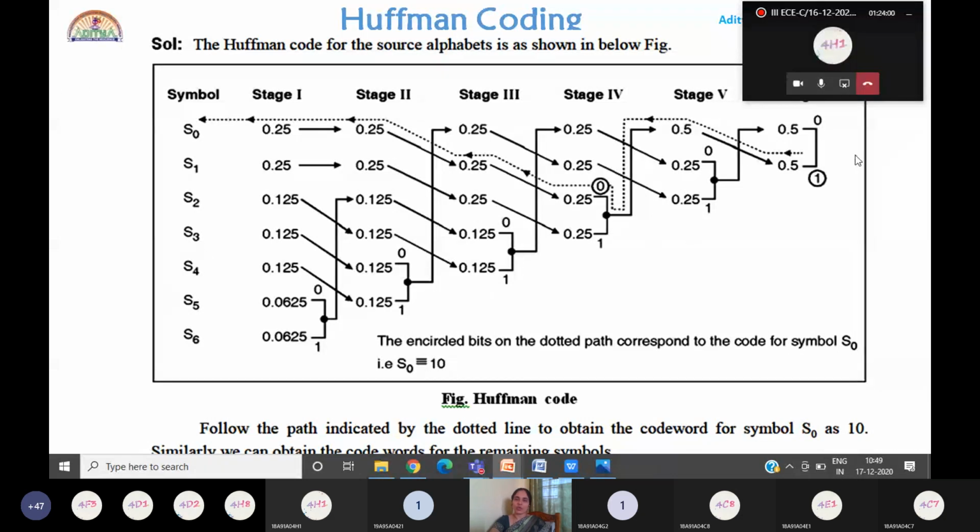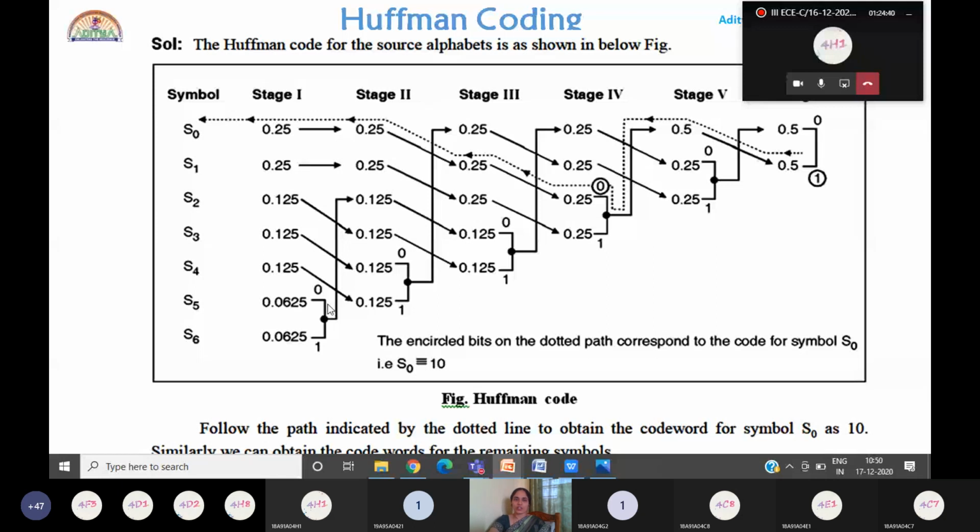Okay, so after completion of this whole process, what you need to do? You need to calculate the code words and their lengths. To calculate the code word for a particular symbol, follow the path in the forward direction and observe the assigned values wherever you find them, and represent this code word in the reverse direction. So follow the path, observe the assigned values, and please represent the code word in the reverse order.